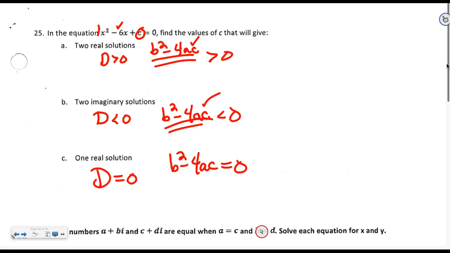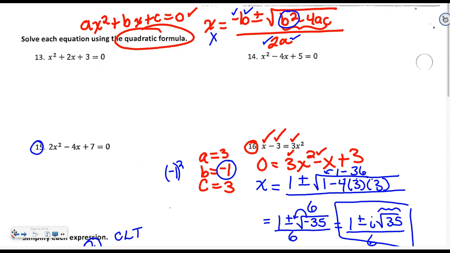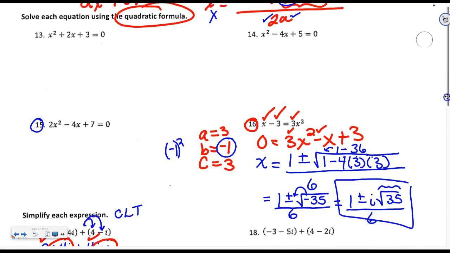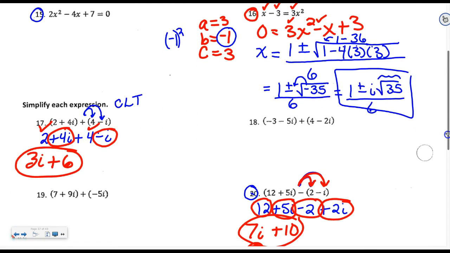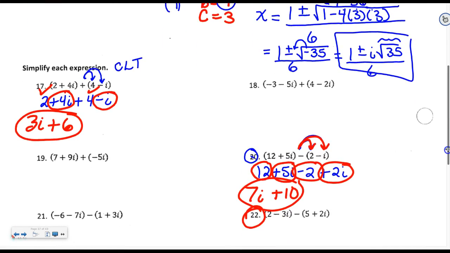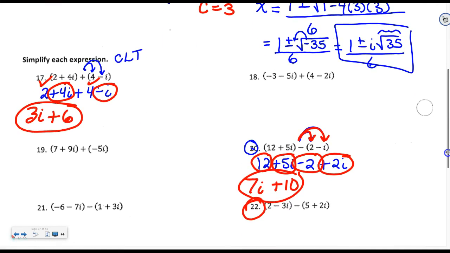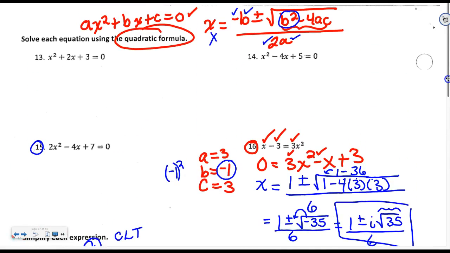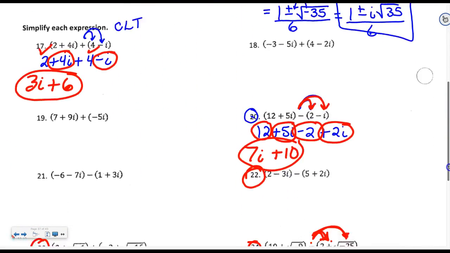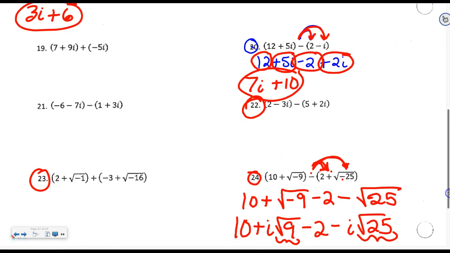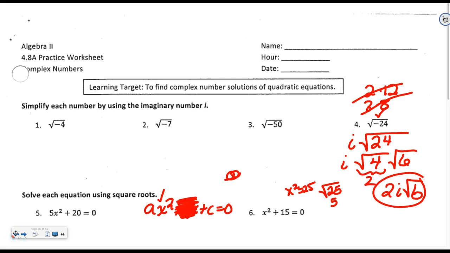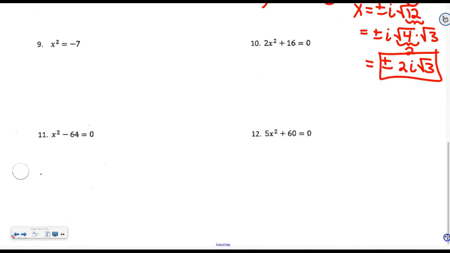I'm not as worried about those as I am about the ones I circled here. I want you to get your points, I want you to do 15. I want you to show me, what other one did I circle? 15 and 23 and 22. So make sure you show me those, and then I might check that you have a few others done too.